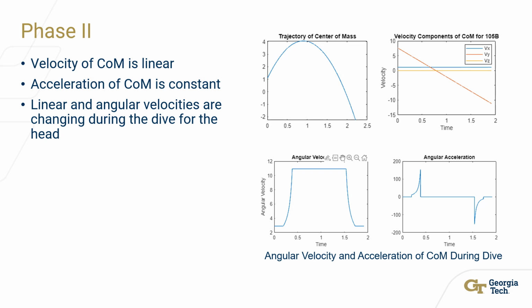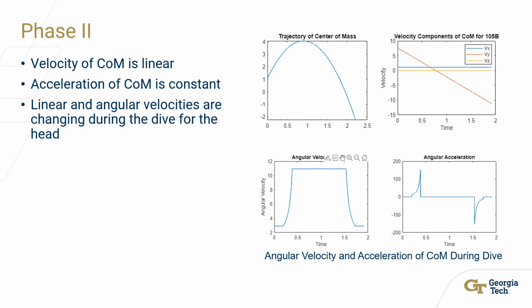The velocity of the center of mass for the diver remains linear throughout the dive, and we can see this in the trajectory as simply parabolic. The acceleration is constant, so we did not put a graph here, but it would just be a flat line at negative g, which represents gravity. The angular velocity and acceleration of the center of mass change in the direction of their orientation. This can be seen in our graphs on the bottom.